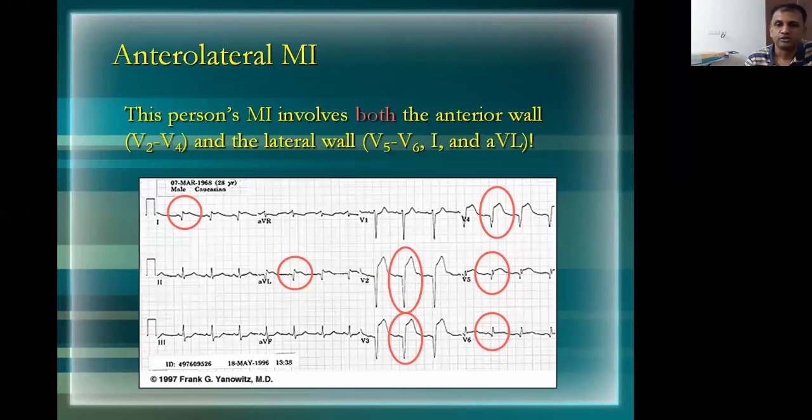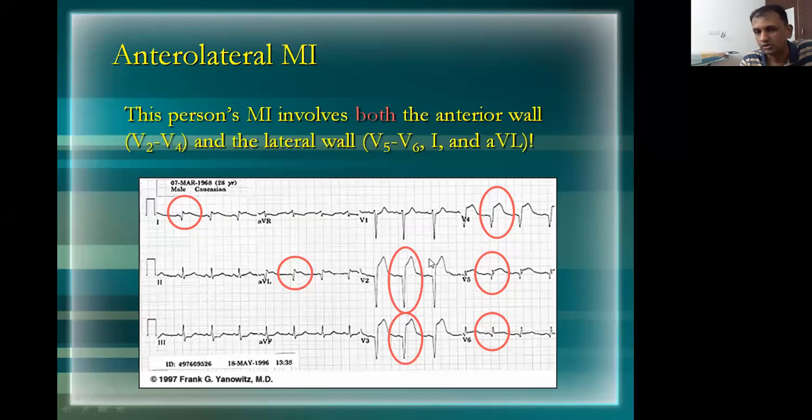Before we move on, this is ST elevation MI. If there is an NSTEMI, non-ST elevation MI, instead of these ST elevations, you will have these kinds of changes here. There'll be ST depression. That's called NSTEMI. Non-ST segment elevation MI is much more dangerous than a STEMI.